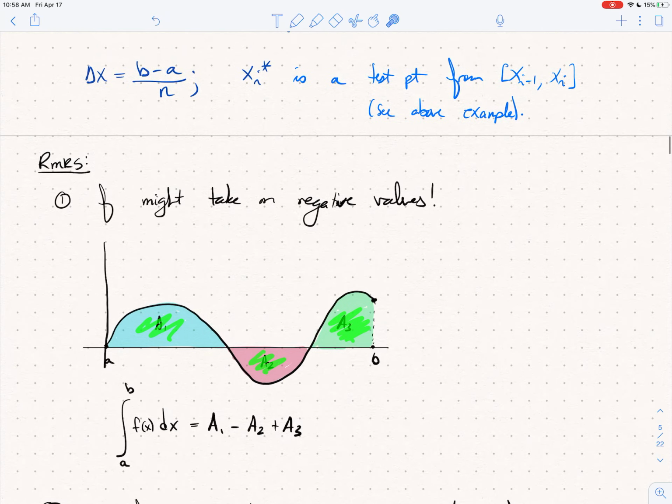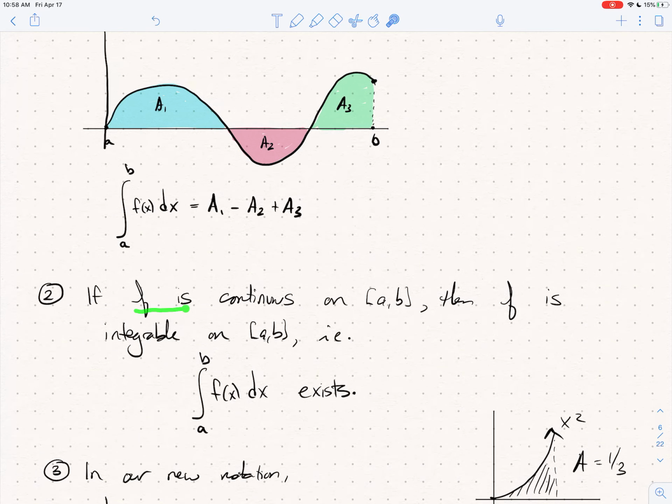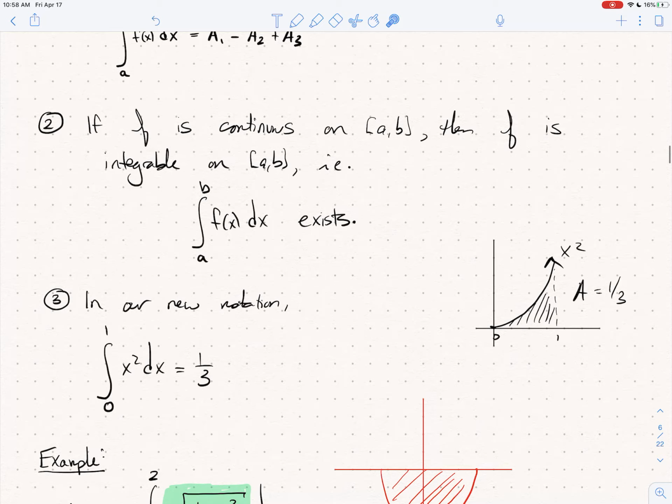Next, we pointed out in the above definition that this definite integral is a limit, and that limit might not exist. There are lots of functions for which it doesn't exist, but as long as your function is continuous, you know that the definite integral exists. So in our new notation, the problem that we worked out in the last video, the integral from 0 to 1 of x squared dx, equals a third. And in this problem, it is area, because x squared stays above the x-axis. So that's the notation now for what we've been doing before.